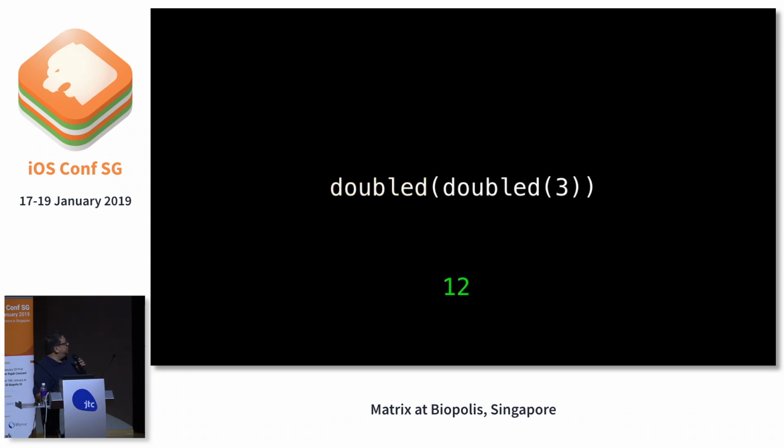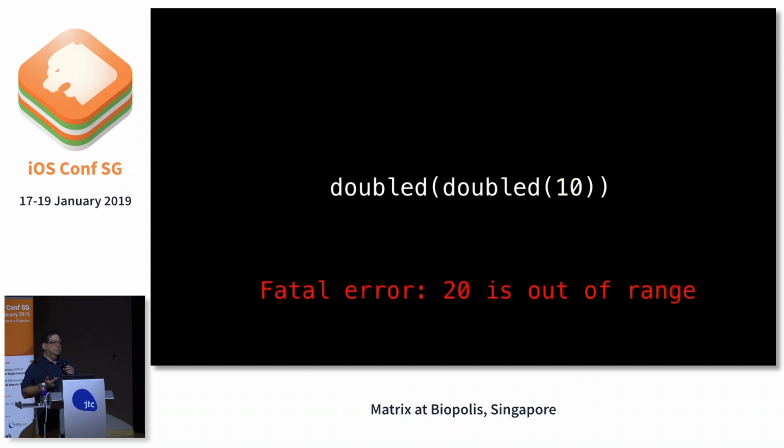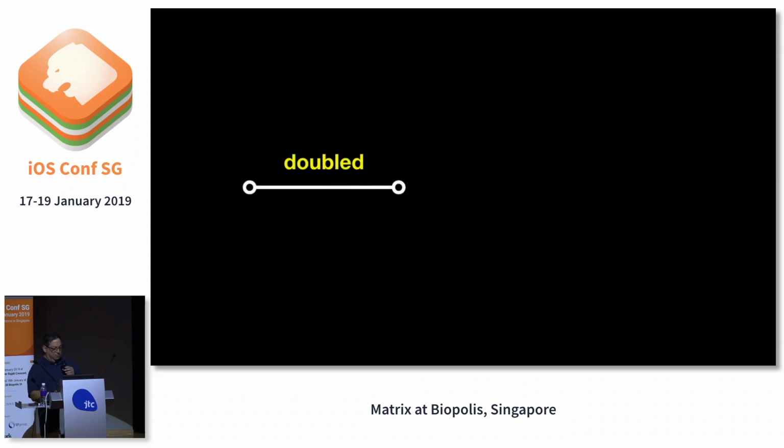And if I doubled the doubled 10, the first one works fine, but the second one I'm trying to double 20, and I get my fatal error. And just as a picture to set us up, the idea is this: if I start with doubled, and I chain +1, then doubled followed by +1.